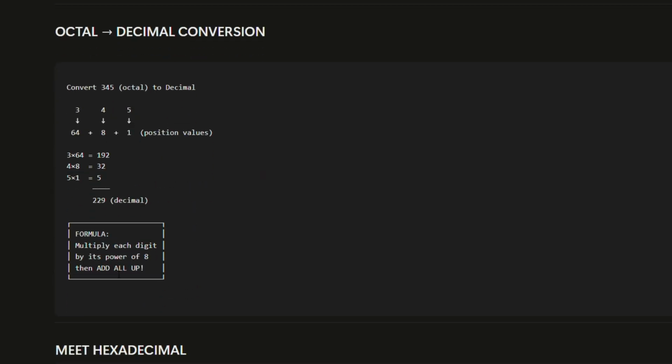Let's say I want to convert from octal to decimal. Again, it's a really straightforward approach. All you have to do is multiply each digit by 8 to the power of its position and sum it up to get the decimal equivalent. So the formula is basically multiply each digit by its power of 8 and then add all up.